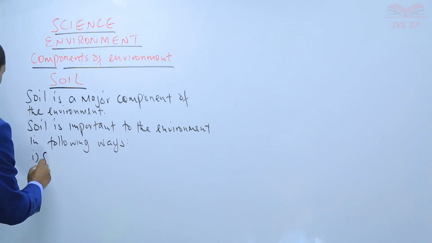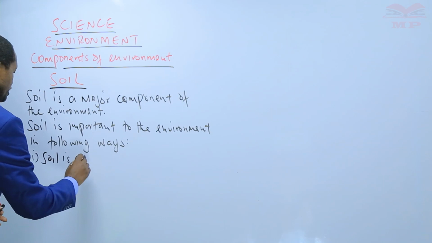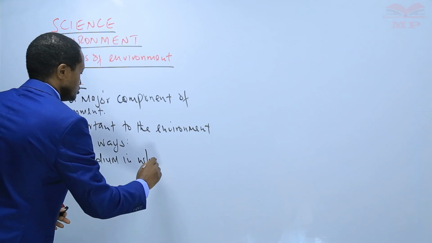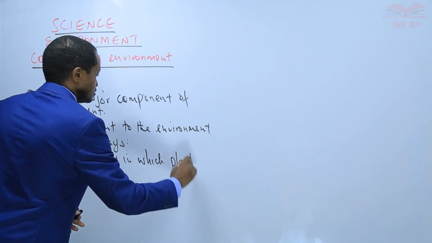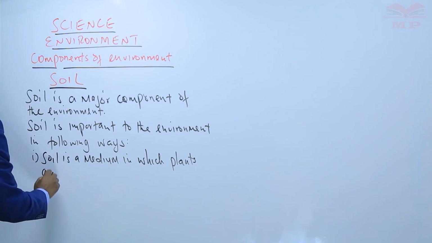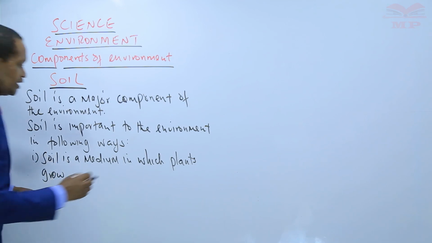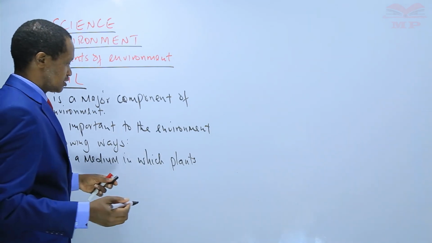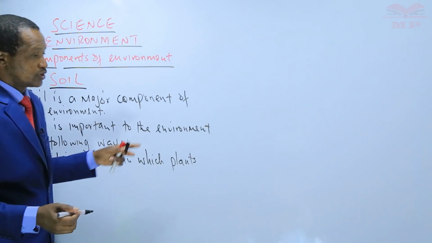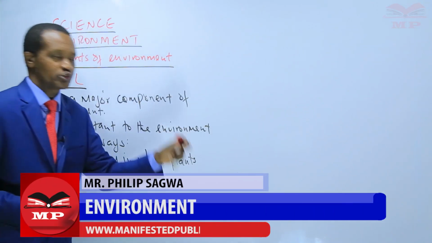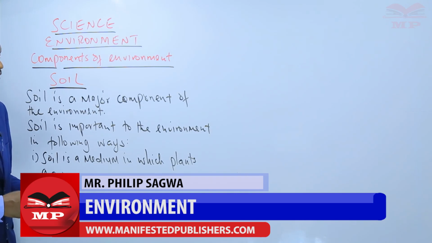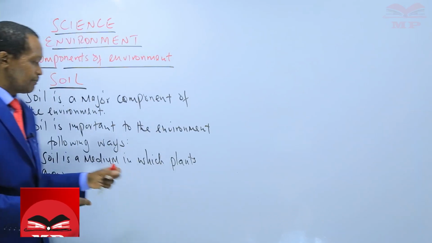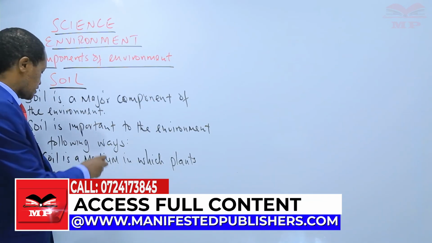Number one, soil is a medium in which plants grow. If you want to plant crops, then the crops have to be planted in the soil. Plants cannot grow anywhere else. Plants are supported by soil. It's a medium in which plants grow.